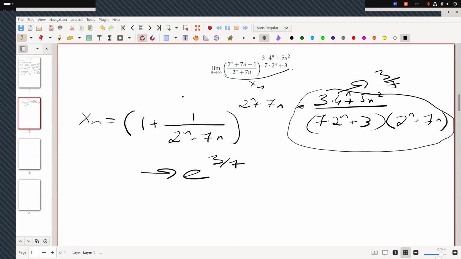Okay. I did this step a bit fast, so open brackets and verify that the limit is 3/7 by dividing by 4 to the power of n.